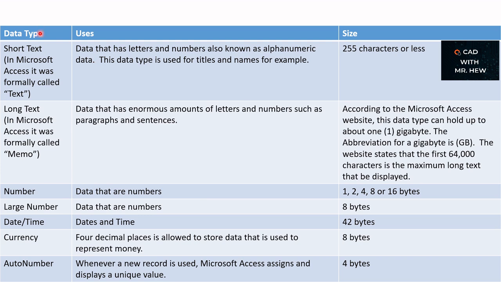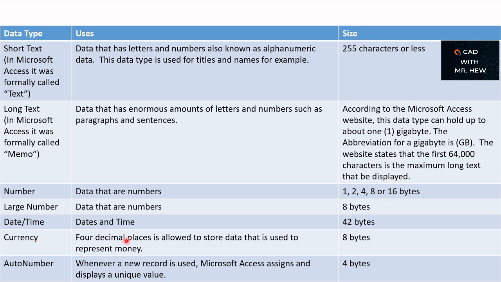So the number data type, you're only to use it if you're going to use the numbers to do calculations, right? And the size for the number data type is 1, 2, 4, 8, or 16 bytes. Large number is used to contain data type that is number, and it's 8 bytes. Date and time, right? You're going to use the date of a calendar month or the time, and it's 8 bytes according to the Microsoft Access website.